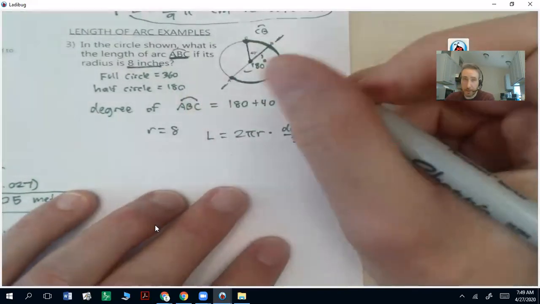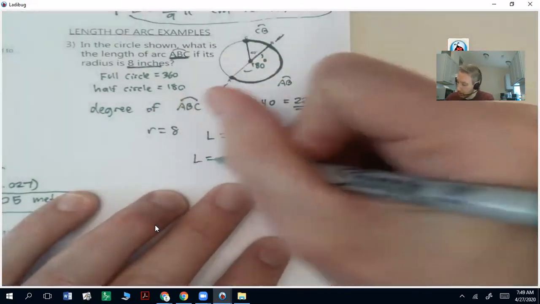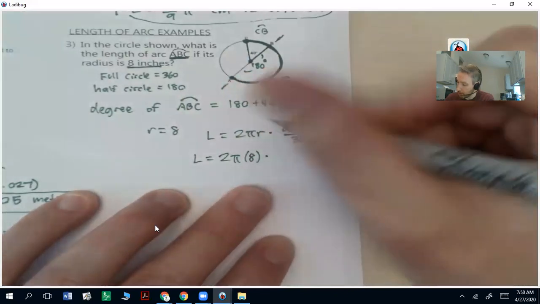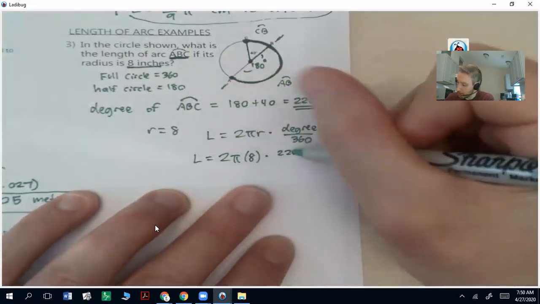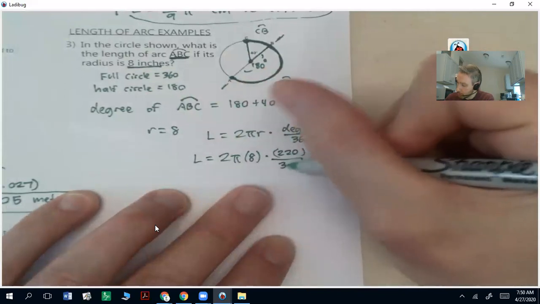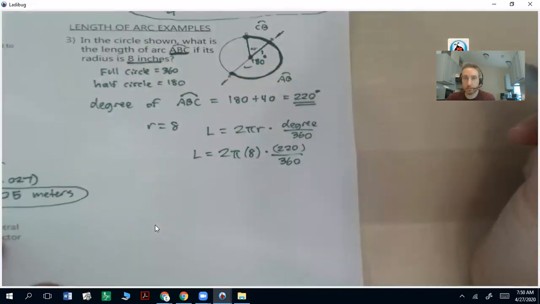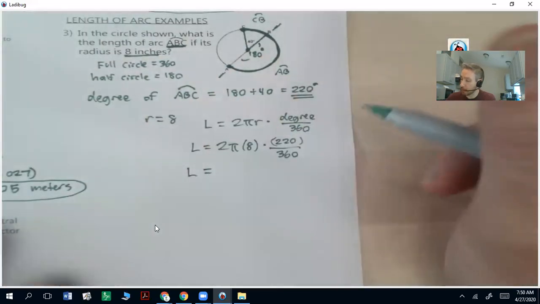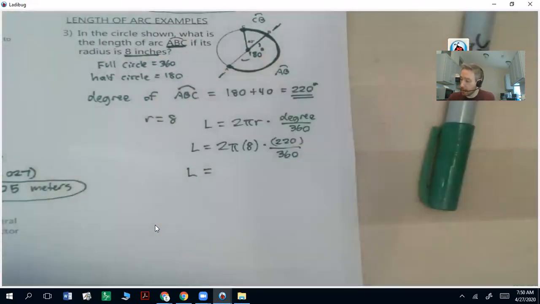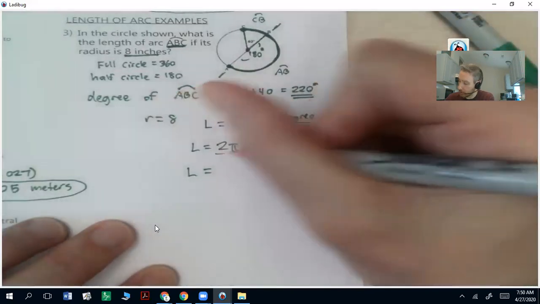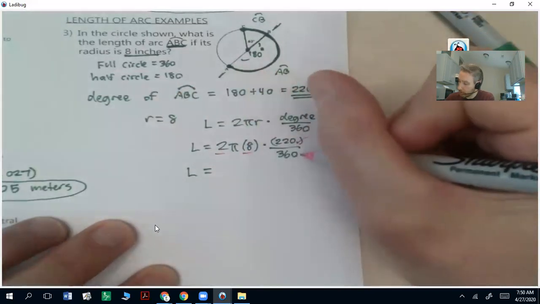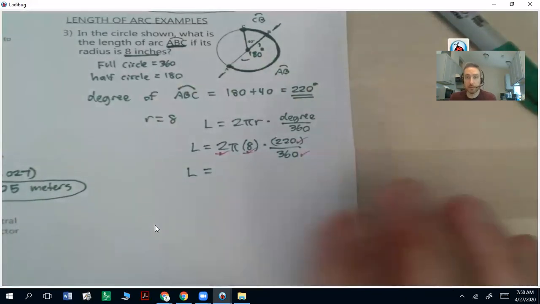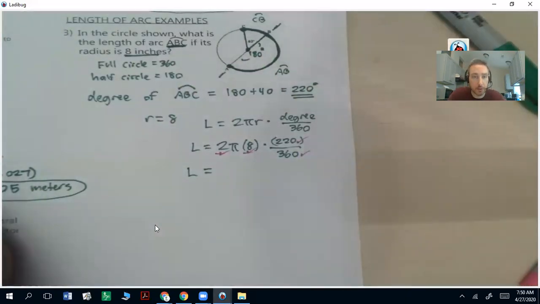All right, hopefully you've gotten a chance to work it out. Let's plug in our radius, so 2 pi times 8. Let's plug in our degree, which is 220. Now, as a number times pi, we want to include everything but pi. So I'm going to put these 4 numbers in the calculator and, let's see if we can get a fraction or whatever that's going to be.